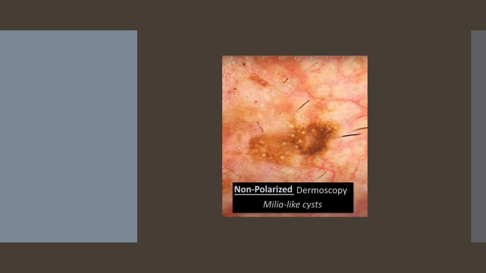Right. This is an image of seborrheic keratosis in non-polarized dermoscopy. If you look closely, you will be able to appreciate these very small white clots, shiny white structures, which are called milia-like cysts. This is a characteristic feature of seborrheic keratosis in non-polarized dermoscopy. These milia-like cysts are formed by the keratin pearls in the top layers of the epidermis. I just explained that the non-polarized mode visualizes the epidermal structures more clearly.